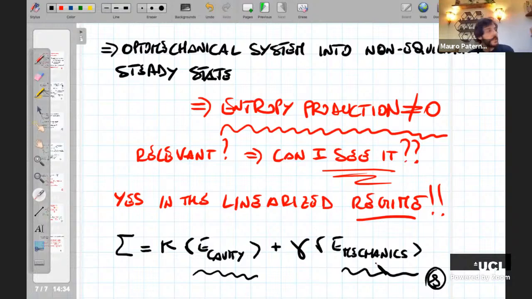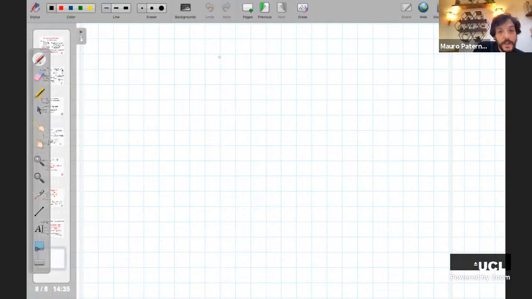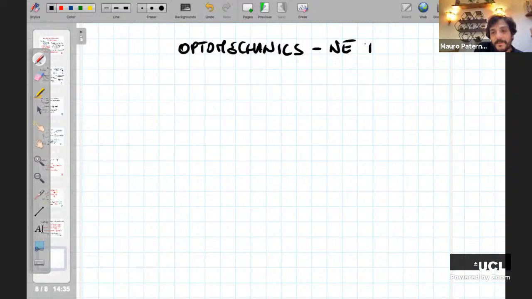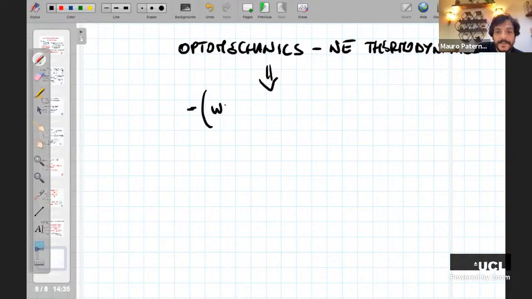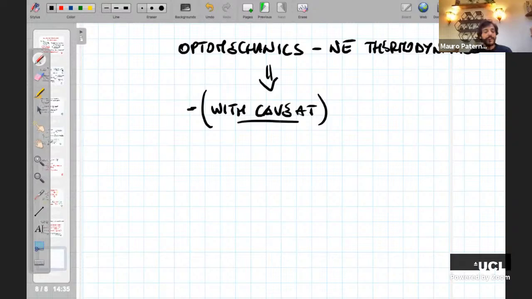to the environment. So again, in terms of take home messages, when I look at the interplay between optomechanics and non-equilibrium, and I write it as NE thermodynamics, not only is there a lot to learn from it, okay? But it's observable, with caveats, and the caveat that I've put forward in these 30 minutes is basically the linearized regime of the interaction. With caveats, this is observable.